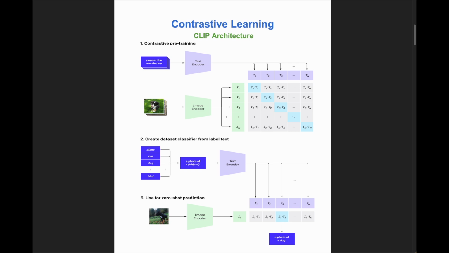CLIP is an example of a model that uses contrastive learning by computing the similarity between the text and image embeddings using textual and visual encoders. It follows a three-step process to enable zero-shot prediction. One is to train text and image encoders during pre-training to learn the image text pairs. Second is converting the dataset classes into captions, and then estimating the best caption for the given input image for zero-shot prediction.